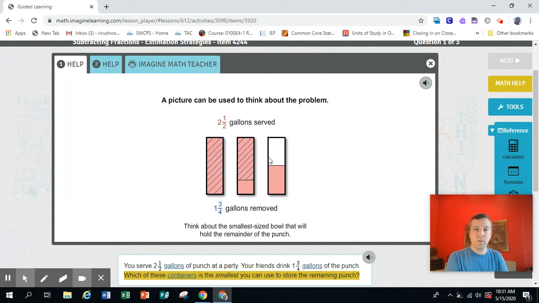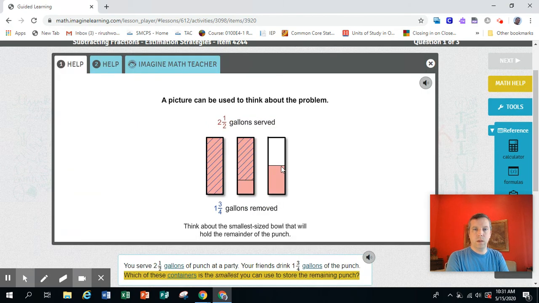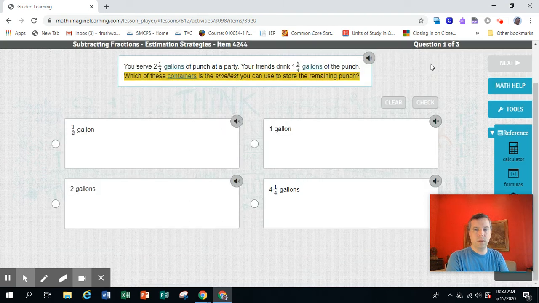Will this fit in this container? I think it will. And what size is this container? Let's look at our choices. The smallest container we need. Will that amount fit in a half-gallon container? I don't think so, because this is a half-gallon right here. And if we pour that in, it would spill out of a half-gallon container. So that's not big enough.